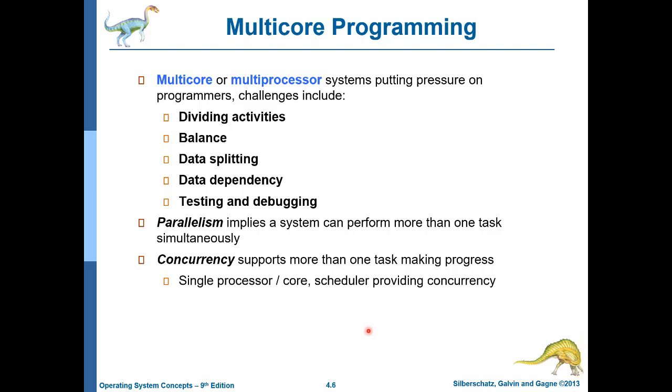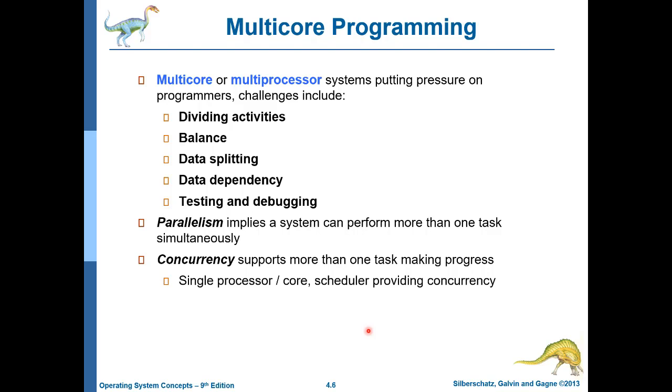Similarly, testing and debugging of multithreaded applications is not easy. Many threads are working at the same time, and if there is an error in the program, it is not clear which thread is causing it, so you have to debug it in a different way than you debug a single-threaded application. So this happens because of the parallelism.